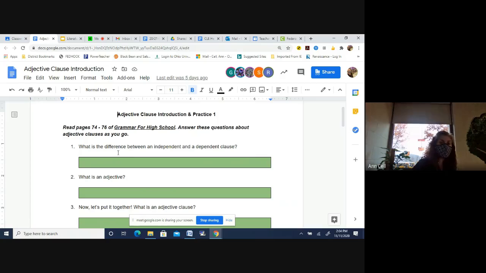Sometimes the difference between an independent clause and a dependent clause can be just one word. If I said, he went to the store, that is an independent clause. That is a sentence. But if I said, before he went to the store, exactly, that is not a sentence. The word before changed everything about that clause. Changed it from independent to dependent.